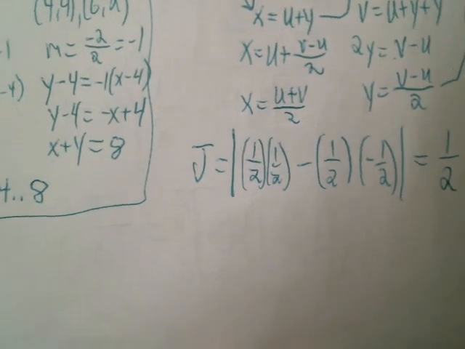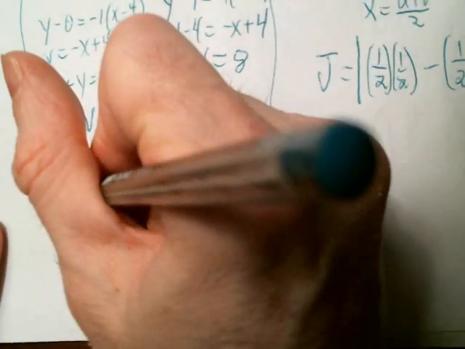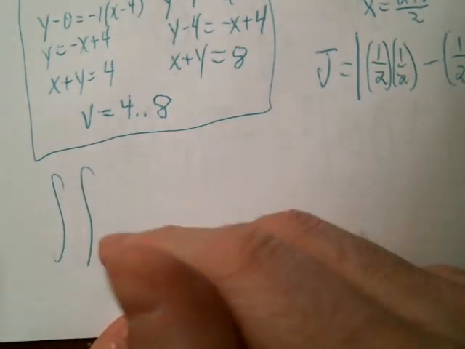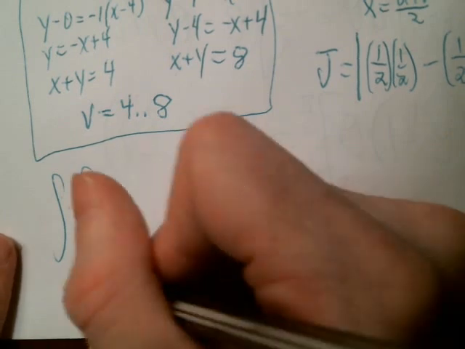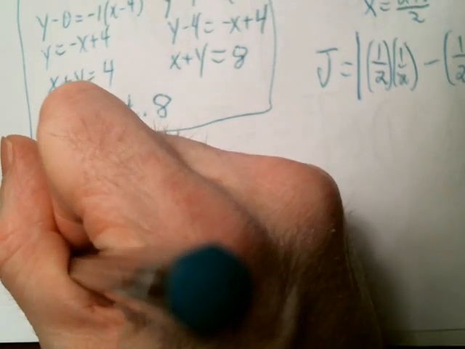Okay. So I got all my material. Now I need to just dump it into my integral. You could do any order you want because it's just over a box in the new setting. So I'm going to go from 0 to 4 and then 4 to 8.